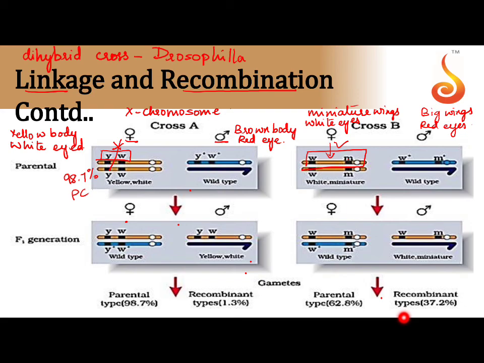So, this is called linkage. Linkage is how close two genes are present. And where is recombination highest? When linkage is less. So, here recombination is at peak and here linkage is high.